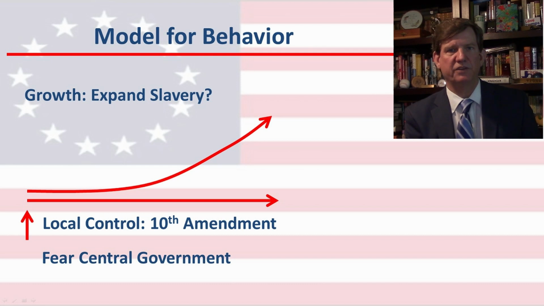The federal Constitution took into account the fear of the central government. And so in the Bill of Rights, there was an element of local control, the 10th Amendment. All powers not delegated to the United States or prohibited by it to the states are reserved to the states and the people respectively. In particular, this protected slavery. Slavery was an issue of local control.